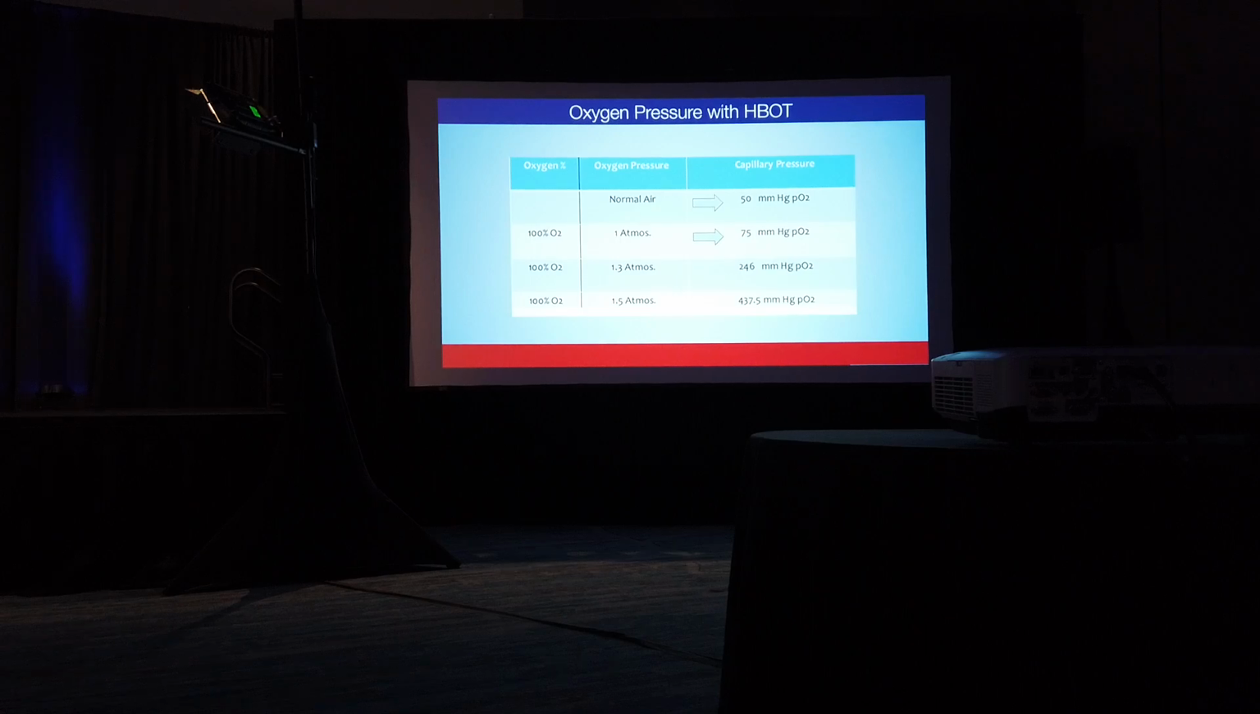When you go to 1.3, which is basically a soft chamber, at let's say 100% oxygen, instead of 50 millimeters of mercury, you're at almost 250 millimeters of mercury. It's an enormous difference in that gradient. All of a sudden, that driving force of getting oxygen out of your circulation into those cells and tissues goes up 4 or 5 times. And if you go to 1.5 atmospheres, all of a sudden you're at 437 millimeters of mercury. It doesn't take a lot of pressure to make enormous changes cellularly for these patients.